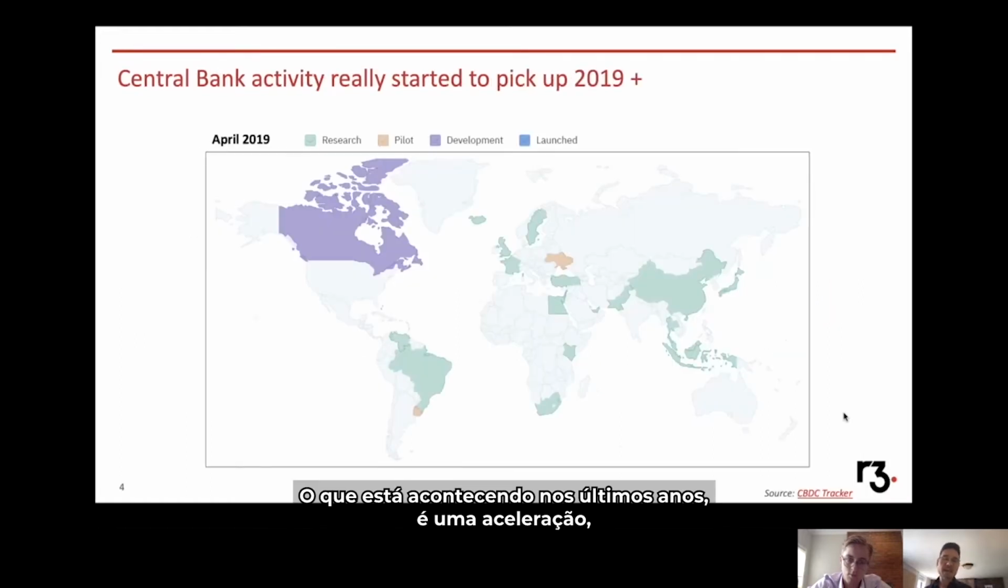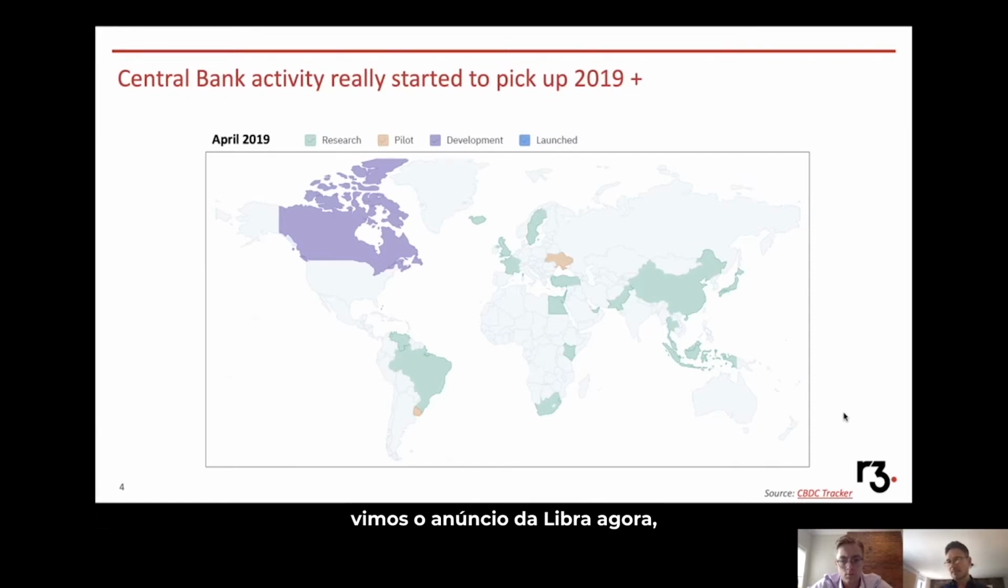So what's been happening over the last several years is that we've seen an acceleration of CBDC activity across the central banks for various reasons. We've seen the announcement of Libra, now Diem. Of course, the pandemic has resulted in a much lower use of cash, and there are other geopolitical initiatives globally that have really accelerated the research and development of CBDCs.